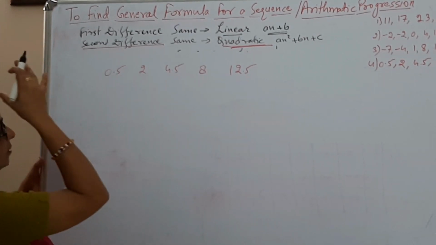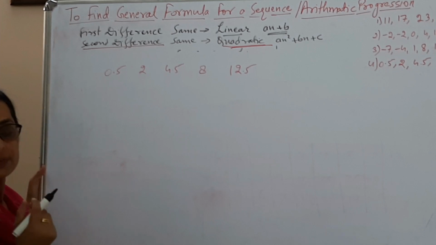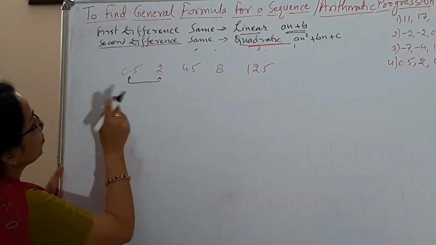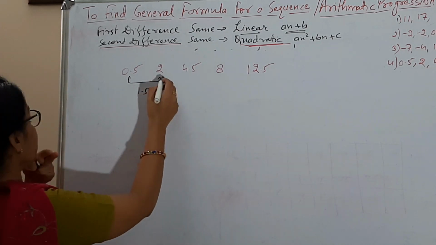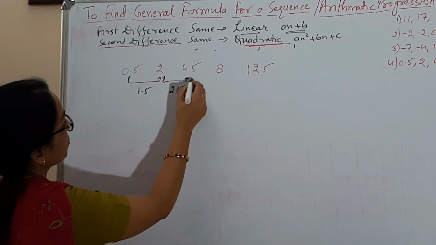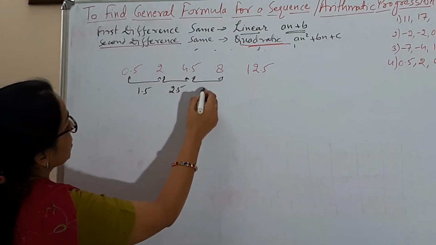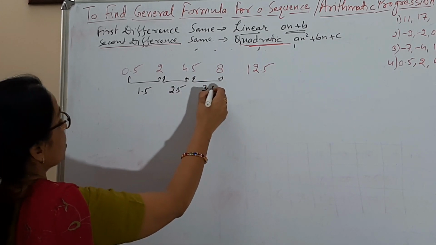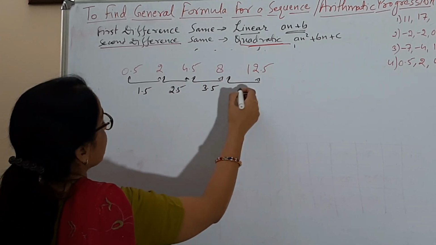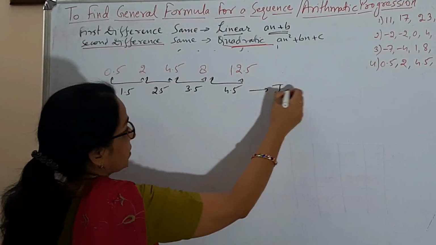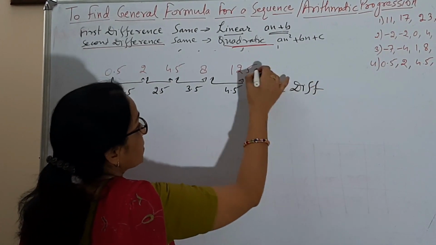So now first we are finding out which type of sequence is this. So let's take the differences. So 2 minus 0.5 is 1.5. Then 4.5 minus 2 is 2.5. Here it is how much? 8 minus 4.5 is 3.5. Then here it is 4.5. So this is our first difference, and which is not the same.